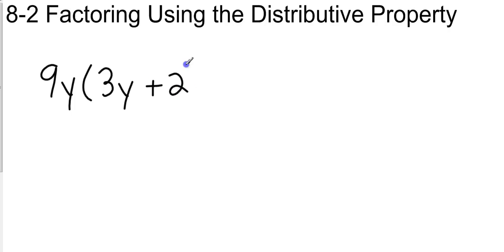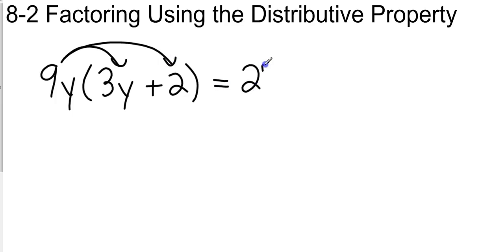All right, guys, chapter 8, section 2, factoring using the distributive property. We have used the distributive property to multiply before. So we have had something like this, 9y times 3y plus 2. We know we can take this property and multiply everything on the outside by everything on the inside, which will give us 27y squared plus 18y.